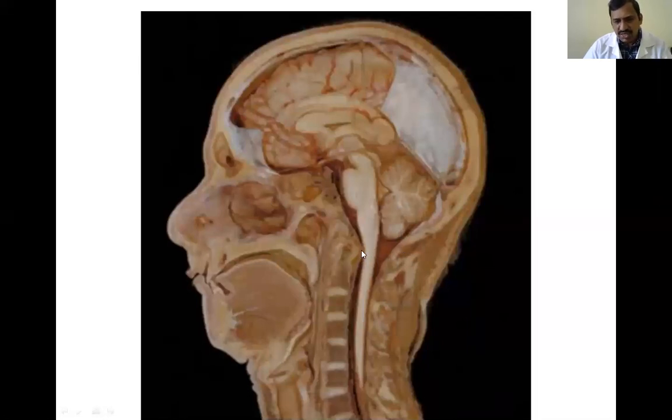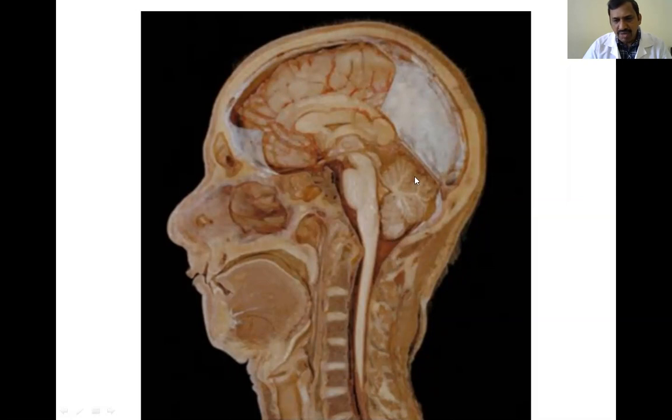Okay, you see, this is the foramen magnum. Through the foramen magnum, the medulla oblongata passes, then it continues as our spinal cord. Okay, this is the pons, this is the midbrain, and this is the medulla oblongata. Okay, this is the foramen magnum.